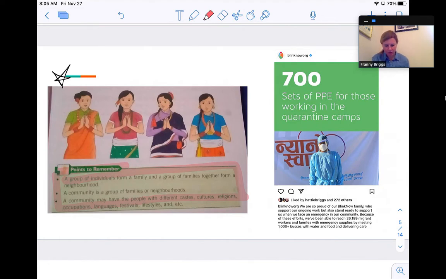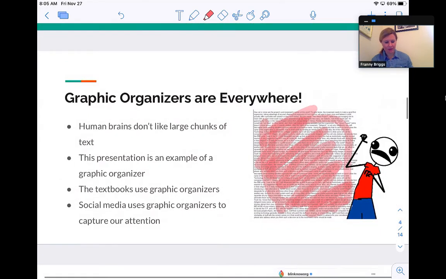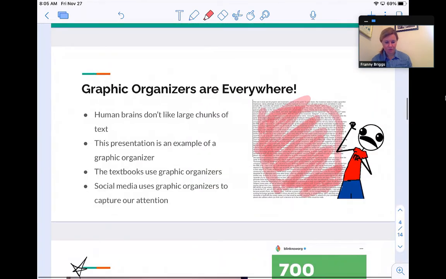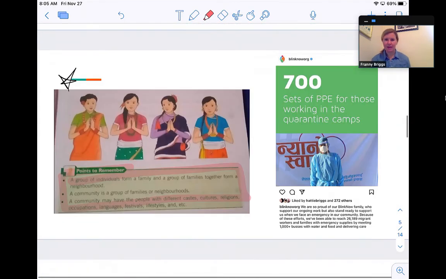And you also notice that it's a different color. So that draws our eye. It has this little highlighted thing, "points to remember." And so our human brains, we see that and our eyes are automatically drawn to it. And it's only including the most important information. So instead of having to look at something like this, we just look at this and say, okay, that's manageable.